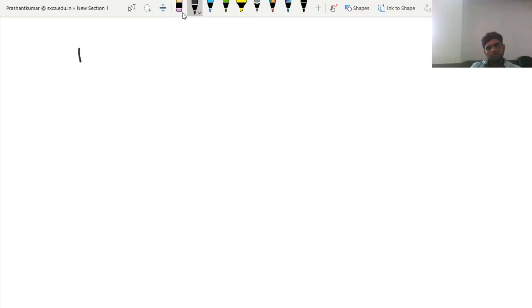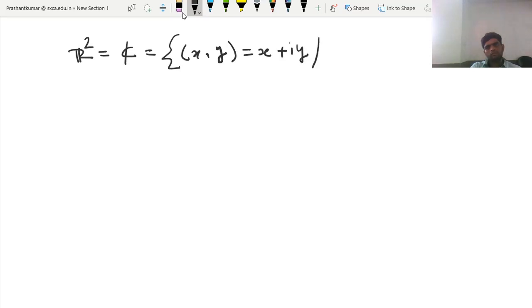So let us conclude what we have discussed in this lecture. We have defined the set R squared of ordered pairs. This set is denoted as C, the set of all ordered pairs, which we have written as x plus iy, where x and y belong to R, satisfying the following rules.